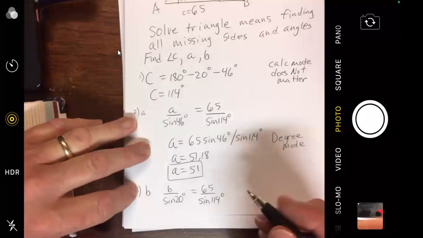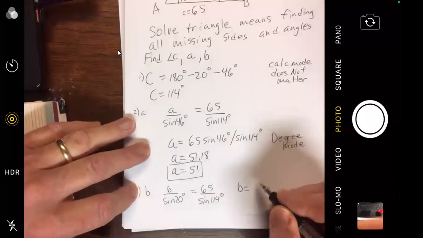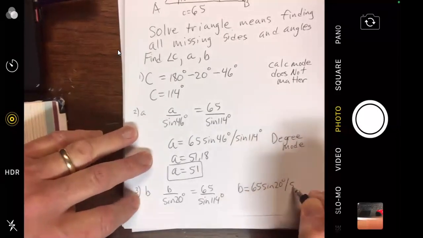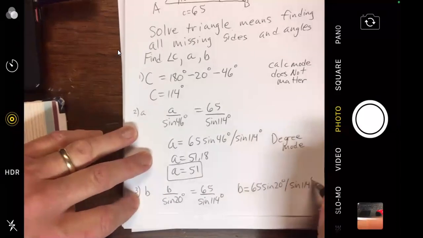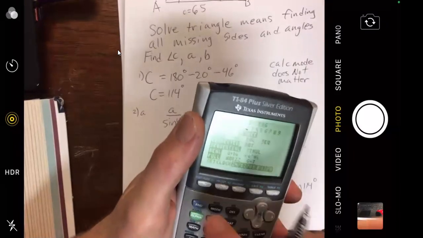And you get used to solving these things really quick. Pretty easy solve. You just multiply both sides by sine of 20. 65 sine 20 degrees divided by sine 15 degrees. Make sure you're in degree mode. I still am.